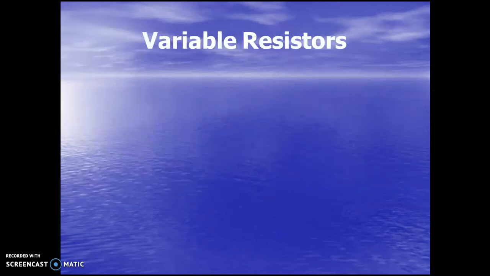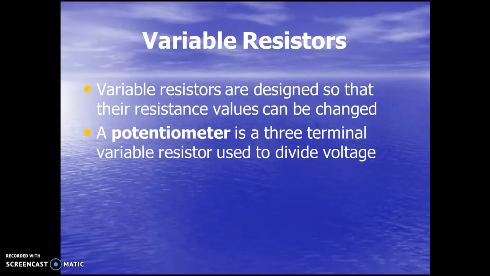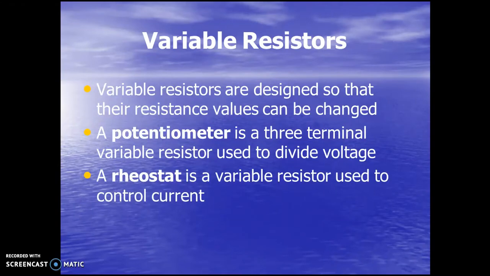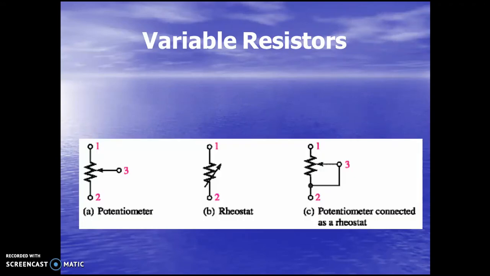Now, not all resistors have the same resistance at all times. There are some very handy devices that allow us to change their resistance. So, a potentiometer is a 3-terminal variable resistor used to divide voltage. A rheostat is a variable resistor, and it controls current. So they're designed differently, of course. So there are our symbols for a rheostat and a potentiometer.